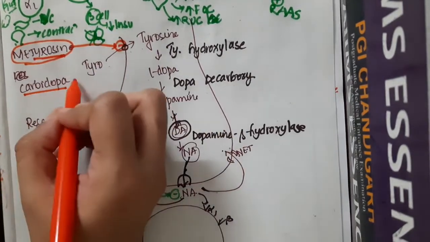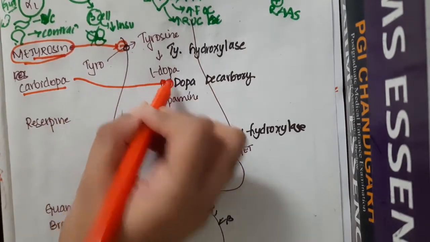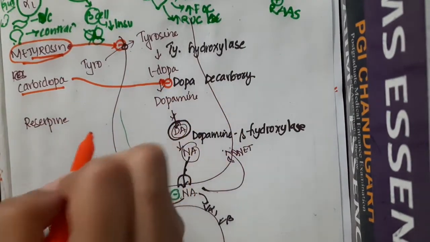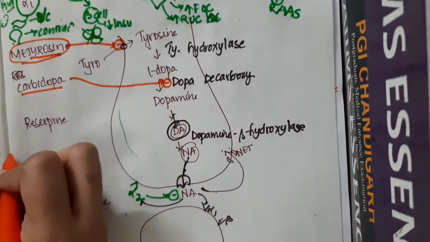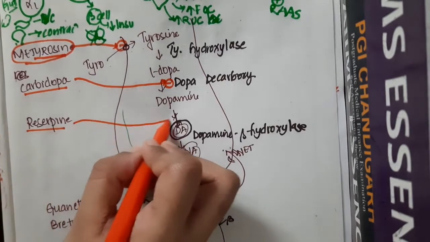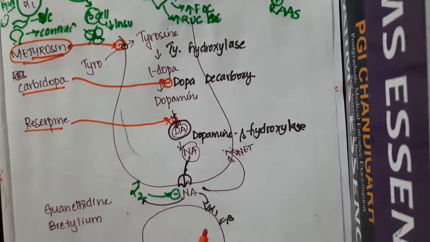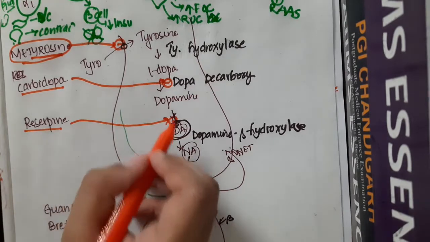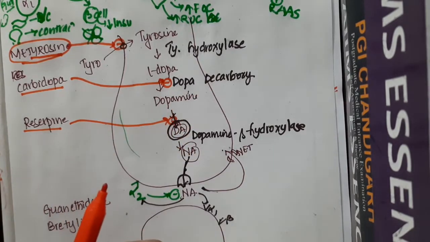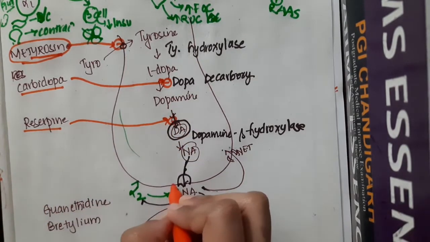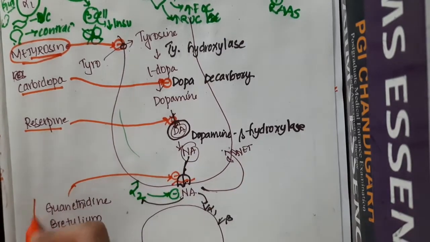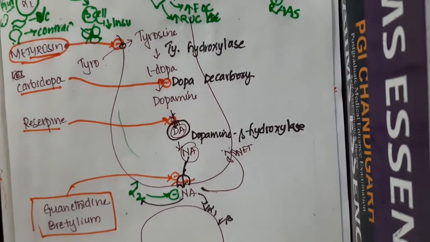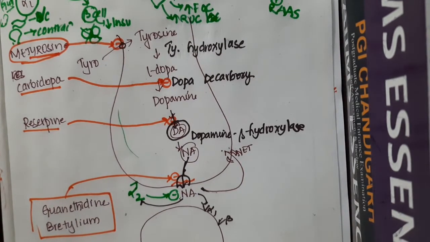Next, the drug carbidopa inhibits the enzyme dopa decarboxylase and thus inhibits the conversion of L-dopa to dopamine. Then the drug reserpine inhibits the uptake into the vesicles, so it will inhibit the uptake of dopamine into the vesicle. Now, this release of noradrenaline is inhibited by the drugs guanethidine and bretylium. These drugs, guanethidine and bretylium, inhibit the noradrenaline release.